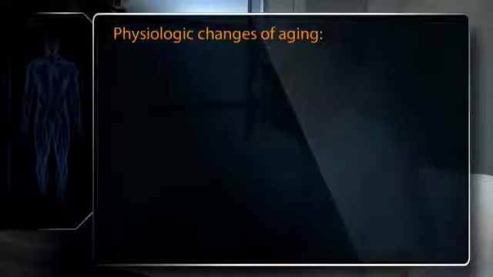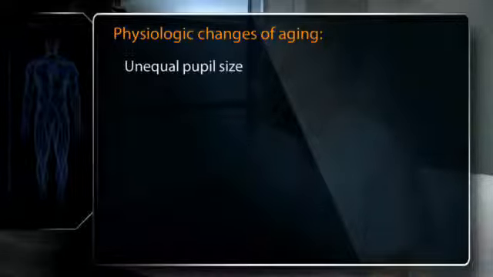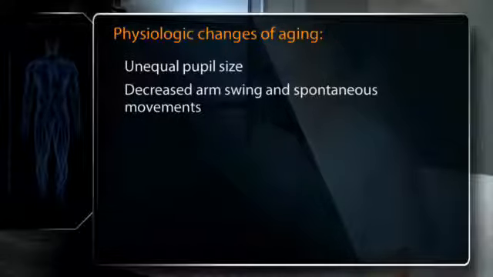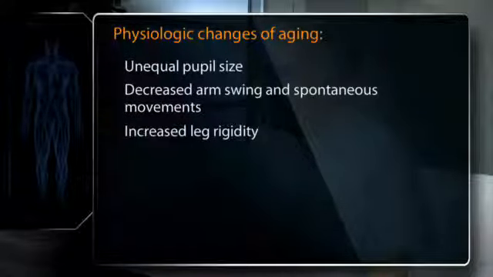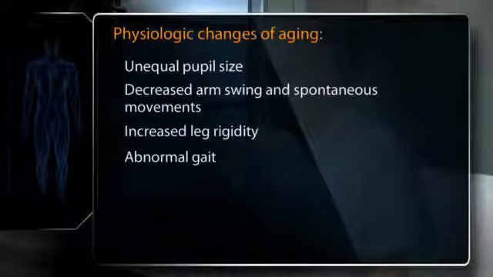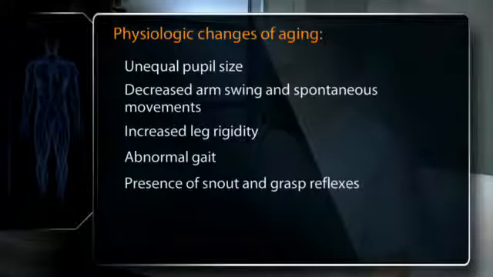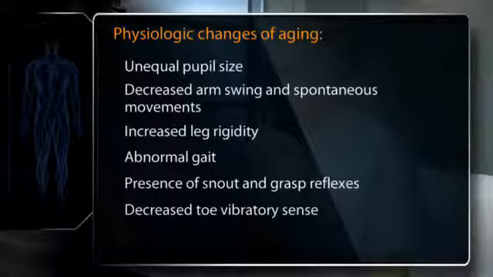Also, assess the results of a timed 8-foot walk, noting stride characteristics, width, pace, length of stride, and careful turning. Although neurologic abnormalities are common in the older population, their prevalence without identifiable disease increases with age. Examples of physiologic changes of aging include unequal pupil size, decreased arm swing and spontaneous movements, increased leg rigidity and abnormal gait, presence of the snout and grasp reflexes, and decreased toe vibratory sense.